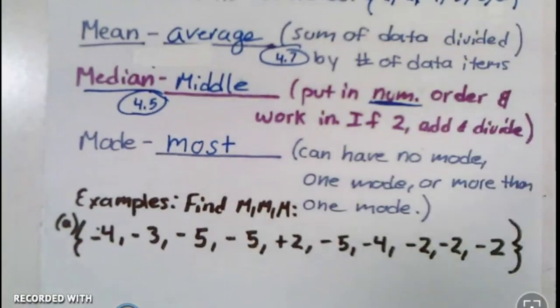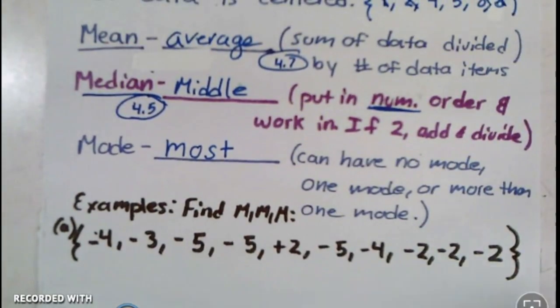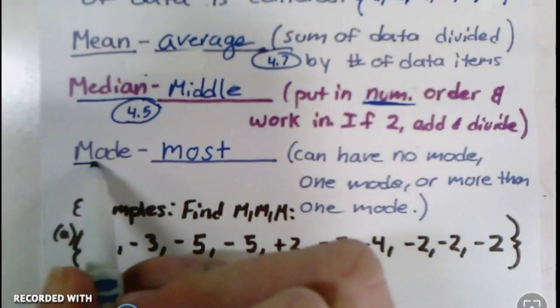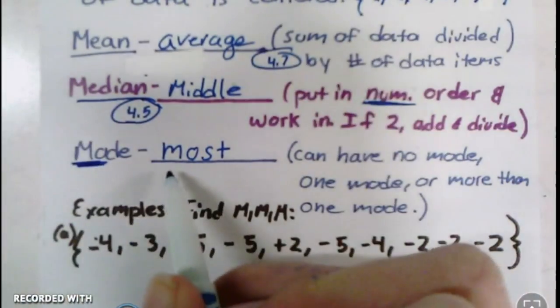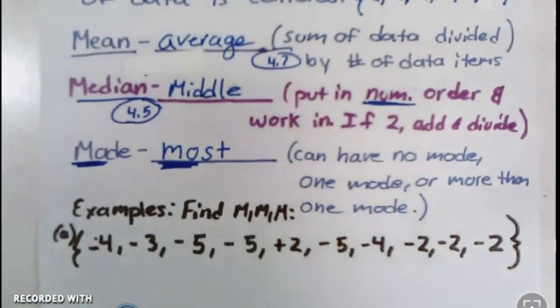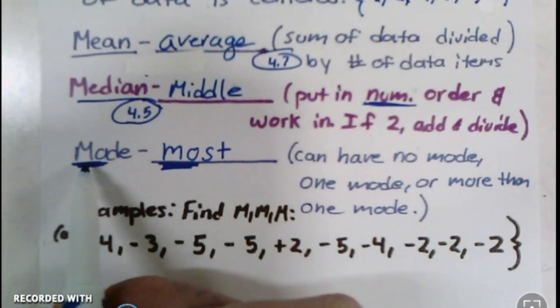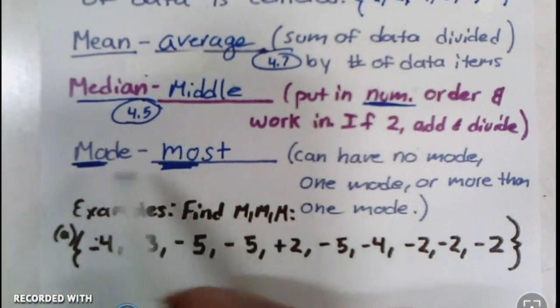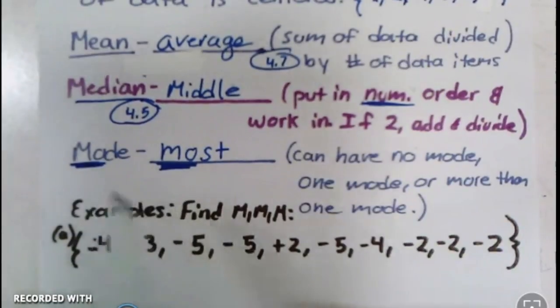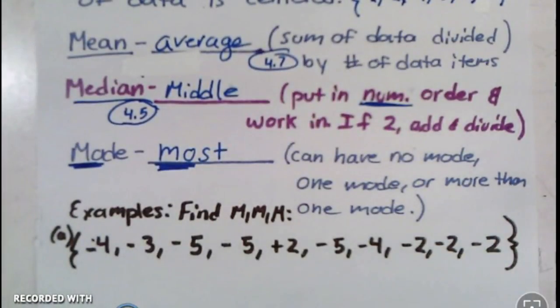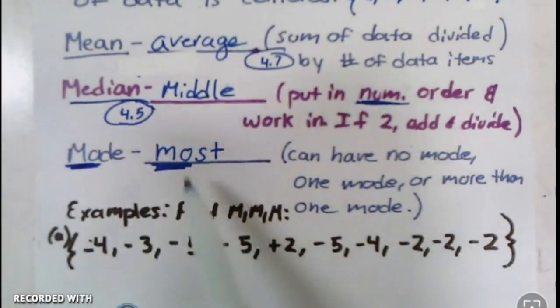There's one more, though. We've got the mode, and the mode is the same thing as finding what happens most often. This one's easy to remember because you've got MO and MO: mode, most, mode, most. That's a tongue twister. Try and say that 10 times fast. So the mode is what happens most often.